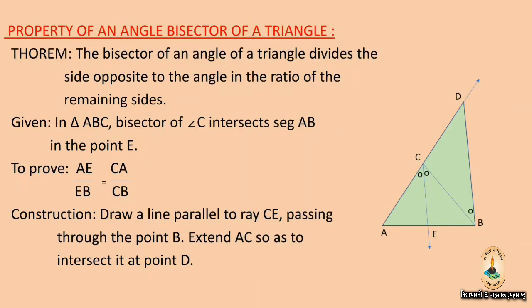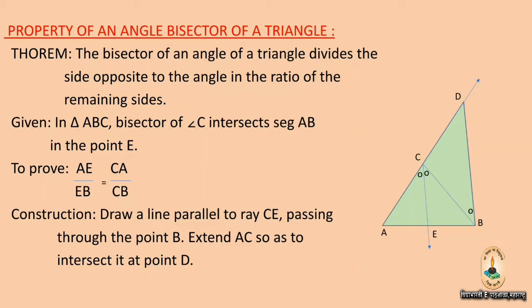Property of an angle bisector of a triangle. Statement is, the bisector of an angle of a triangle divides the side opposite to the angle in the ratio of the remaining two sides. To prove this theorem, first we draw the diagram. Then with the help of the diagram, write given, then to prove, construction, and then proof.